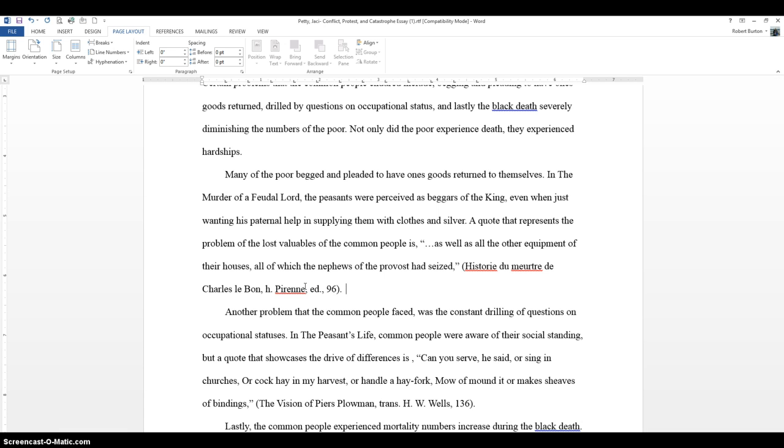Make sure that you're explaining the quote. I don't know what the quote means until you tell me what it means. You're the one that took it out of the essay. You're the one that took it out of the reading and put it in your essay. It's now incumbent upon you to tell me what it is. So make sure that you're doing that.